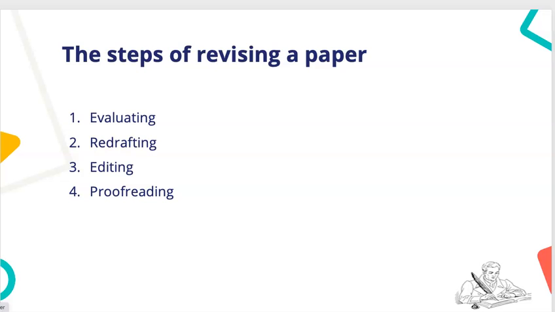Revision involves a number of steps. First, you have to evaluate what you have written, whether it is relevant or not. If it is not relevant, then you can strike it off and redraft again in a proper manner. After redrafting, you have to edit and make complete paragraphs and sentences so that readers can read and understand what you are saying in your paper. And after editing is done, you have to proofread and find any errors or grammatical mistakes that you have made, and try to make it final.